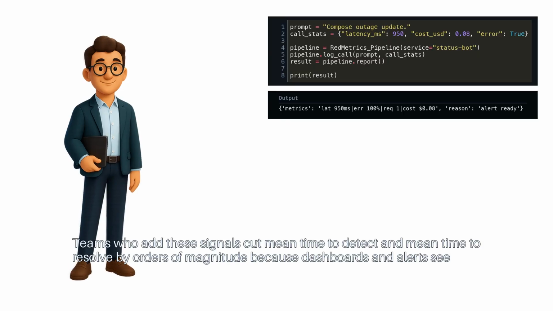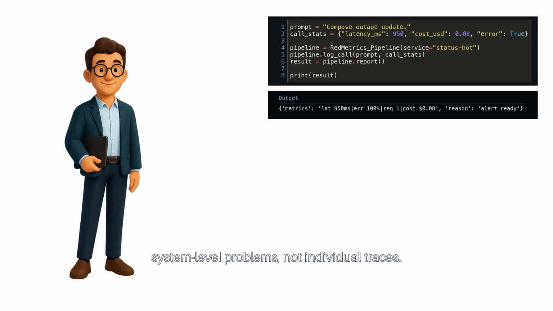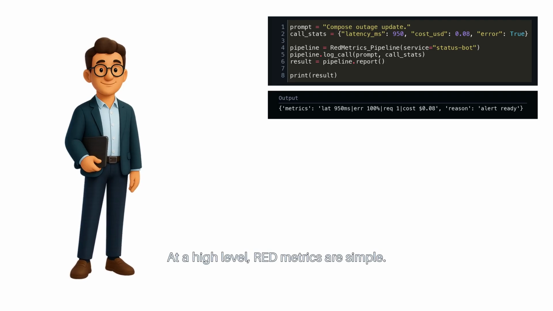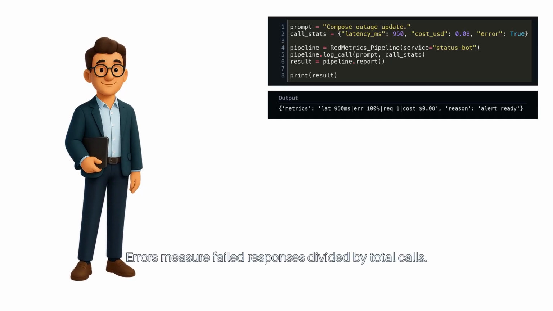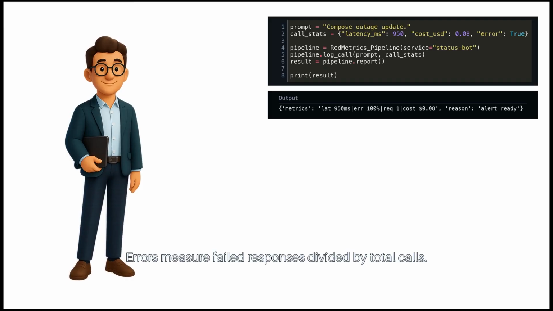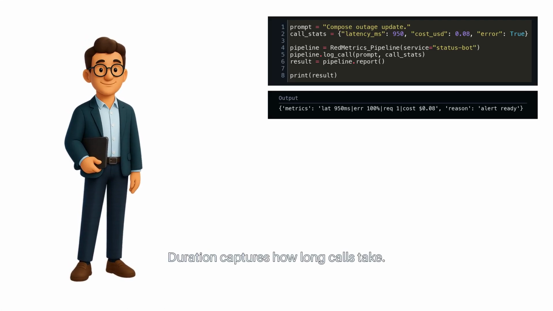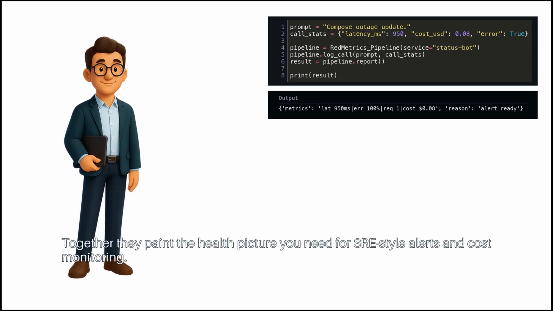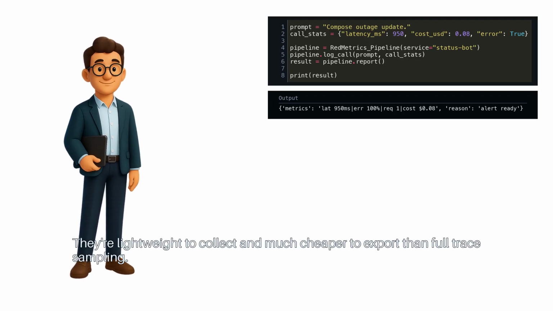Teams who add these signals cut mean time to detect and mean time to resolve by orders of magnitude, because dashboards and alerts see system-level problems, not individual traces. At a high level, RED metrics are simple. Request rate counts calls. Errors measure failed responses divided by total calls. Duration captures how long calls take. Together, they paint the health picture you need for SRE-style alerts and cost monitoring. They're lightweight to collect and much cheaper to export than full trace sampling.